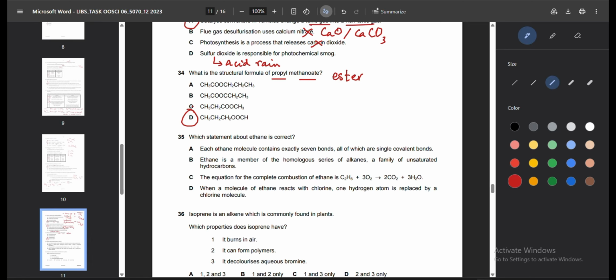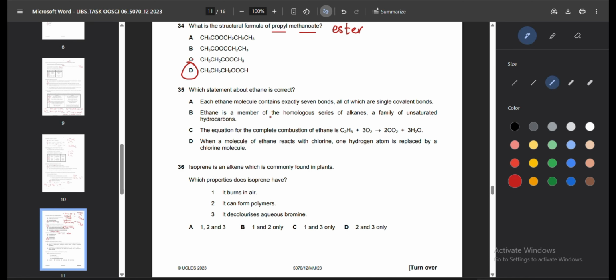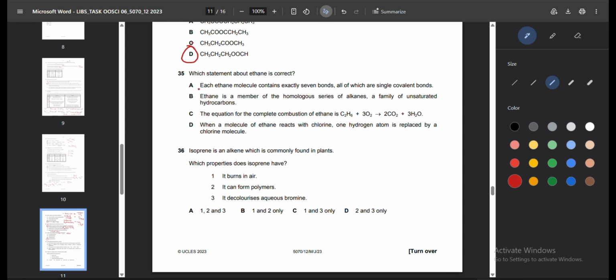All right. So question number 35 is: which statement about ethane is correct? A is that each ethane molecule contains exactly 7 bonds, all of which are single covalent bonds. If you draw the structure of ethane, there are 2 carbons and each carbon is making single bonds with hydrogens. So let's count how many single covalent bonds are there. 1, 2, 3, 4, 5, 6, 7. So 7 bonds are there. That makes option A correct.